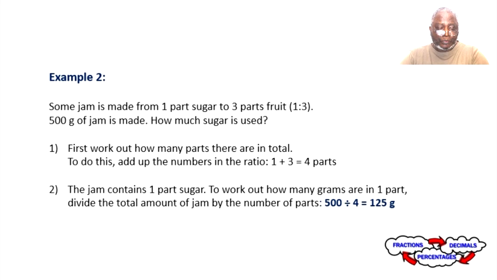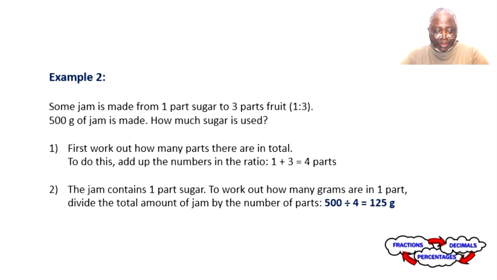Example 2. Some jam is made from 1 part sugar to 3 parts fruit, which is 1:3. 500 grams of jam is made. How much sugar is used? First, work out how many parts there are in total. So in this case, it's 1 part sugar to 3 parts fruit. So 1 plus 3 is 4 parts in total.